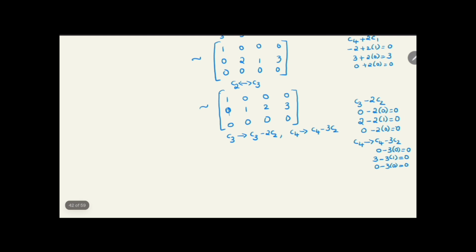Now we will replace C3 and C4 with the new elements obtained here. So the first column will remain the same, 1 0 0. The second column also remains the same. Now the elements of C3: we got 0 0 0, and C4 we got as 0 0 0.